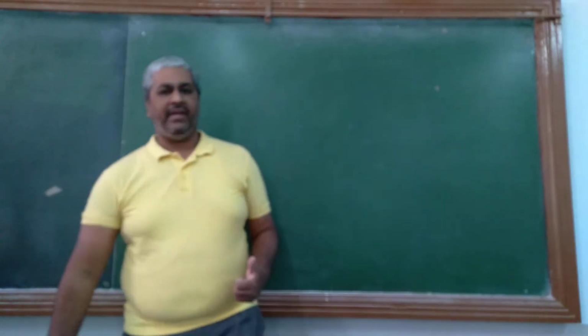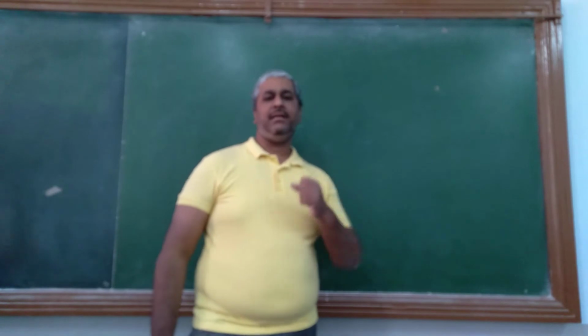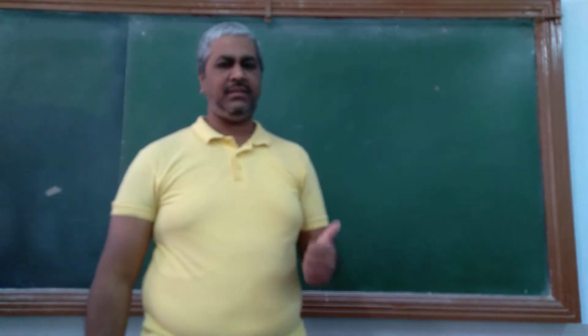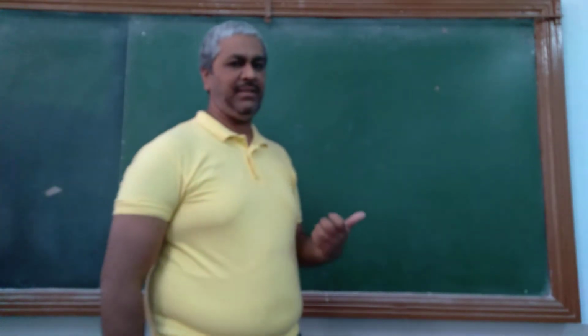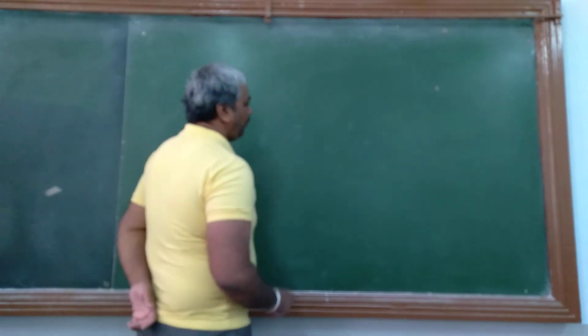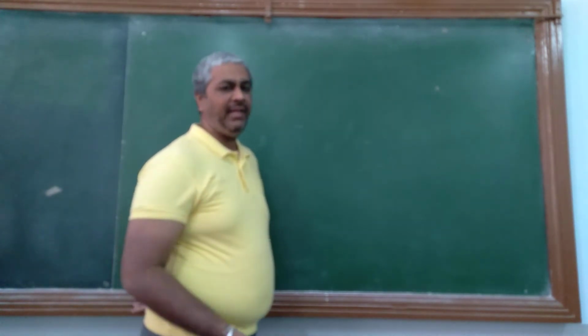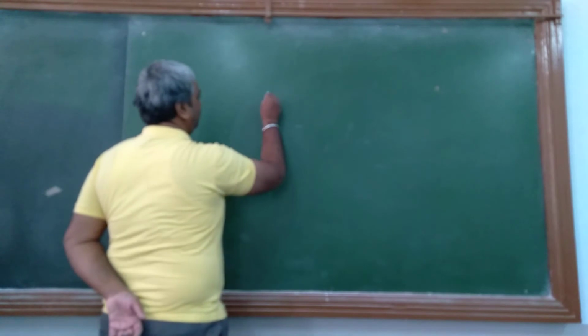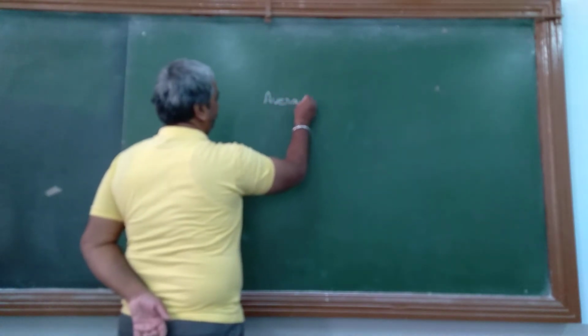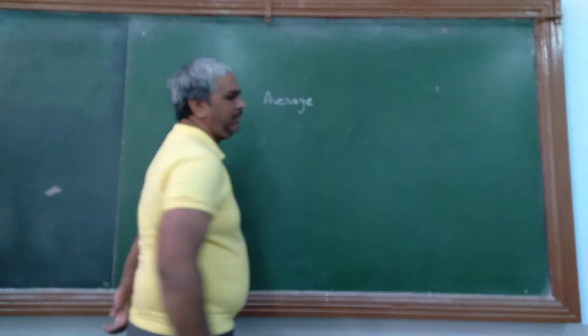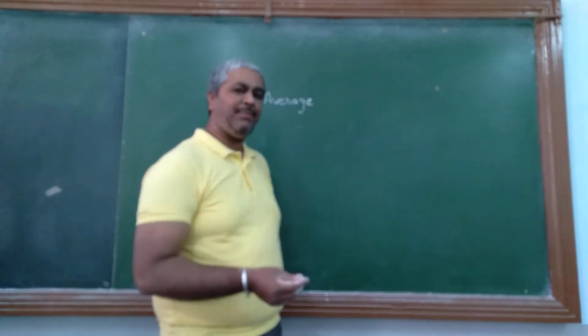Okay, the topic of errors. There are basically four basic things we should know in errors or estimation of errors. First one is to find out the average of a reading. Then the second one is to find out the absolute error.